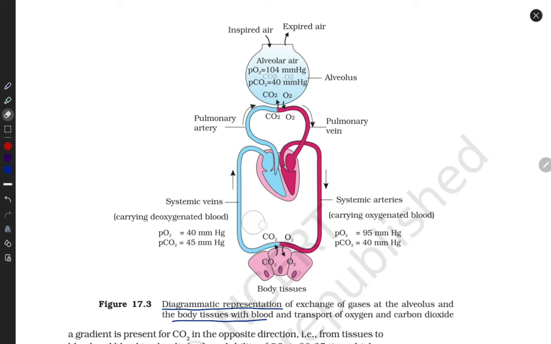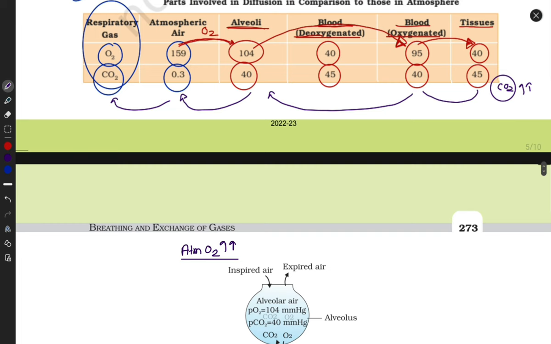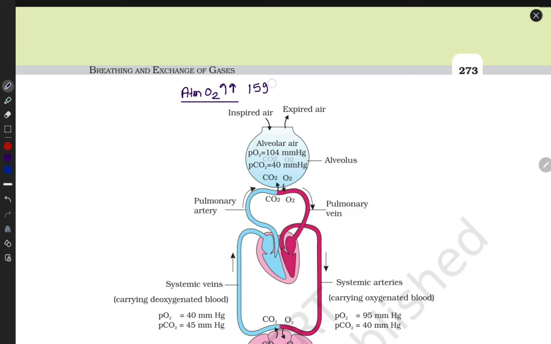Here is a diagrammatic representation of this table. We know that our atmosphere contains a high oxygen level. How much? Look at here: 159 mmHg. This is the unit. Now, oxygen molecules travel from high concentration to low concentration, because the alveoli contain less oxygen. Look at here. This is the amount of oxygen in the alveoli.